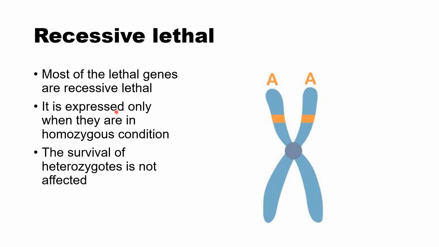It is only expressed when they are in homozygous condition. Kung heterozygote, kung yung isang allele niya is dominant at saka yung isa is recessive, kung heterozygote yung isang individual, it will not be affected by itong recessive lethal na tinatawag. So, laging tatandaan lang na sa recessive lethal, yung naaapektuhan lang is yung mga individuals that have homozygous alleles or homozygous gene.